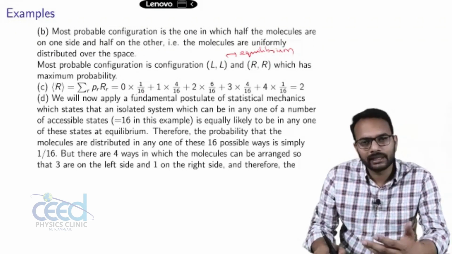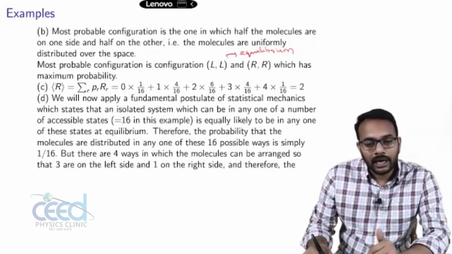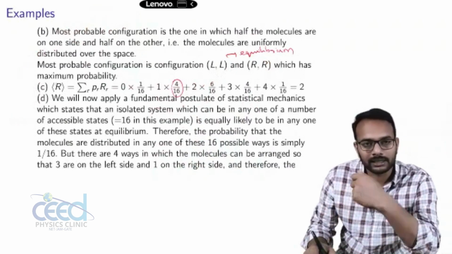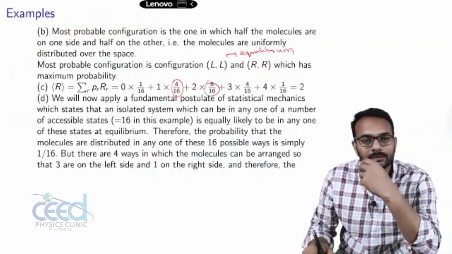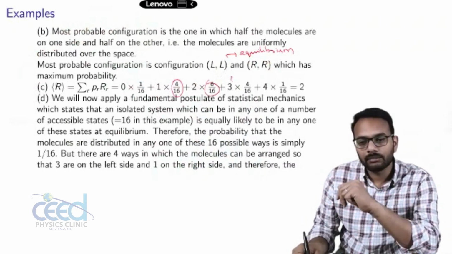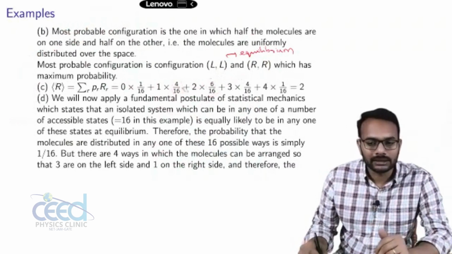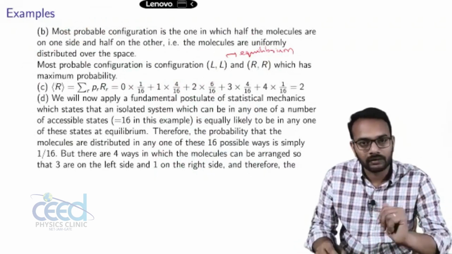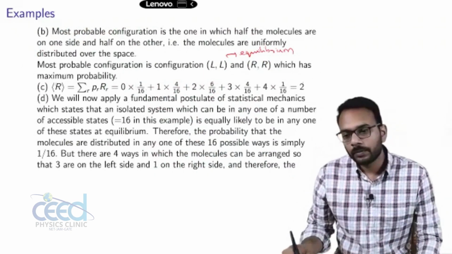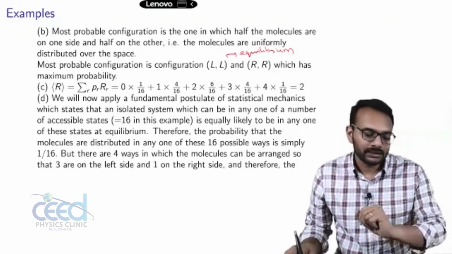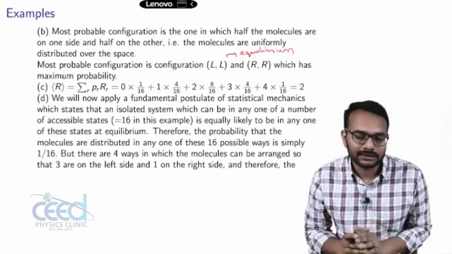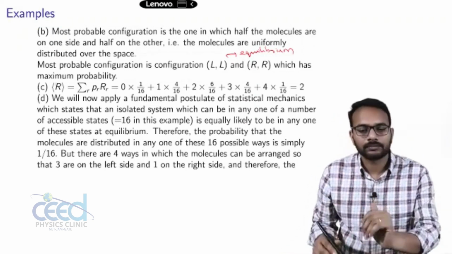Imagine you are making a large number of measurements. According to this chart, 4 out of 16 times you will see that there is 1 particle on the right side. 6 out of 16 times there will be 2, and again 4 out of 16 there will be 3, and 1 out of 16 there will be 4 particles. So you add all these things. This is known as the expectation value or the average value of a measured quantity. The average value is 2. In a large number of measurements, on average you will find that there are 2 particles on the right side.